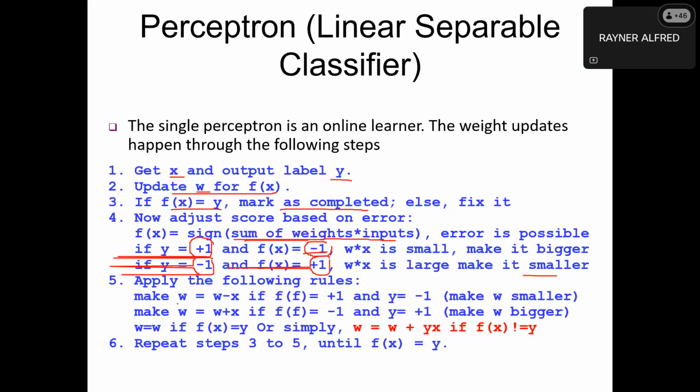So you make this W as W minus x. Okay. This is when you want to make it smaller. This is when you want to make it bigger. Okay, so you will repeat this until you are reducing the number of misclassified instances that we have.